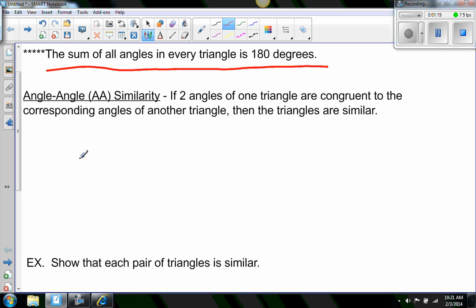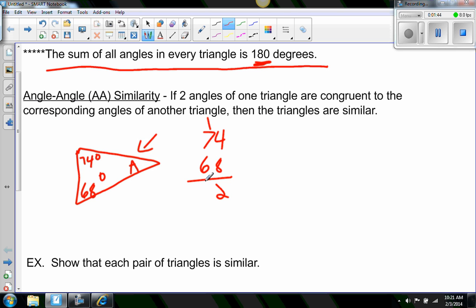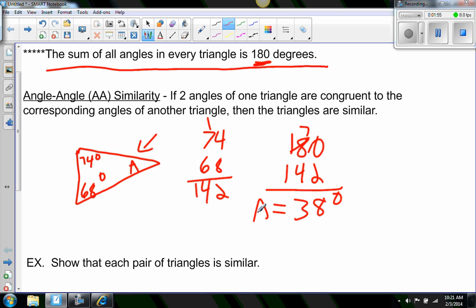Okay, so if I have a triangle here, let's just pretend that it looks the way it should. So 74 degrees, 68 degrees, and then we'll just call this one A. So we don't know that one, okay? If we want to find this missing angle, it's really easy because they have to add up to 180, right? So take the two that you know, so it'd be 142, and then just subtract it from 180. So 38 degrees equals A. That one right there, 38 degrees.